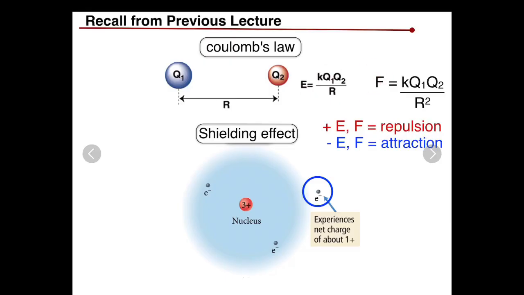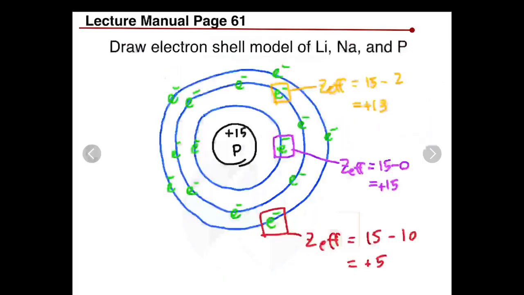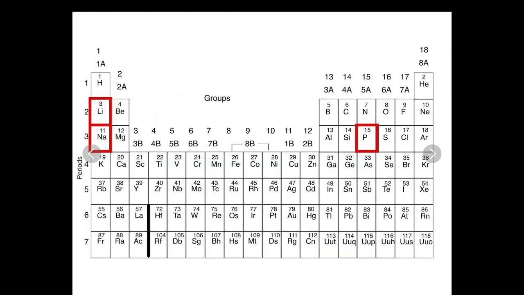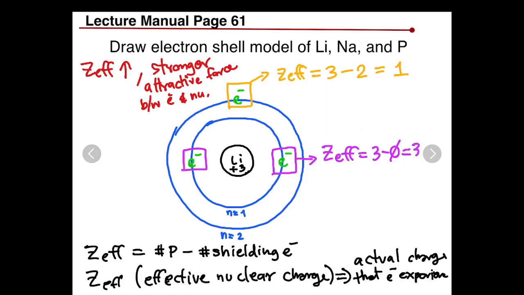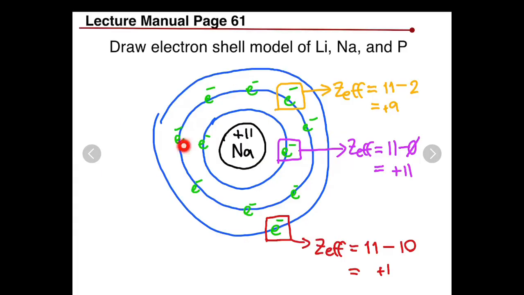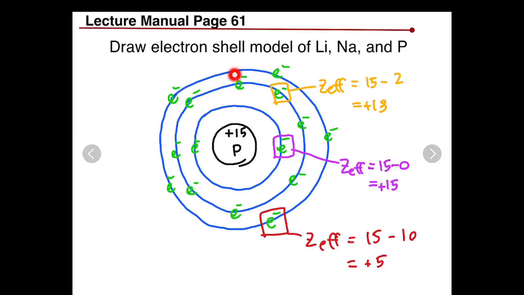Okay, so what we are going to do is go back here. There are two things we're going to look at. Between lithium and sodium, clearly lithium has only 2 layers, right? So lithium is going to be smaller than sodium and phosphorus, because sodium and phosphorus have 3 layers.